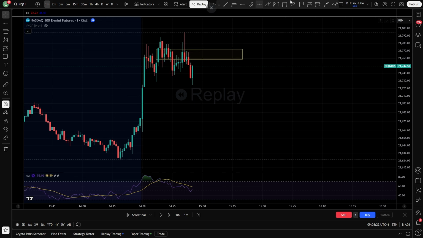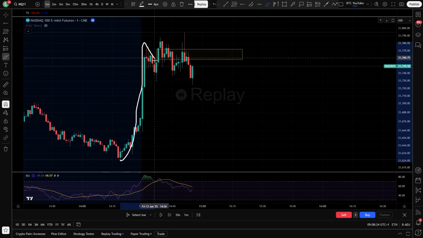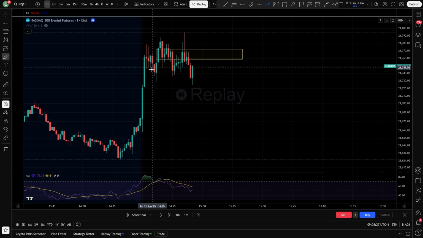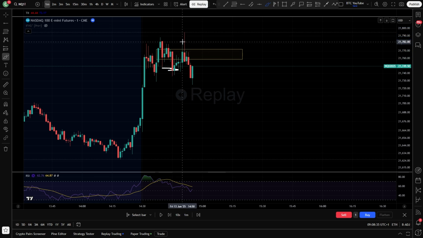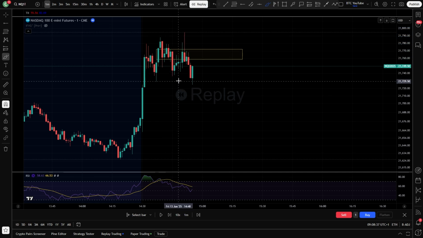You've got your inverted fair value gap. You've got your liquidity sweep followed by your manipulation leg. You've obviously got your entry here. You probably would have entered here on this candle that moves back to the downside. We came back up, got a little bit of a crazy swing to the upside here, but this actually held. We came down.